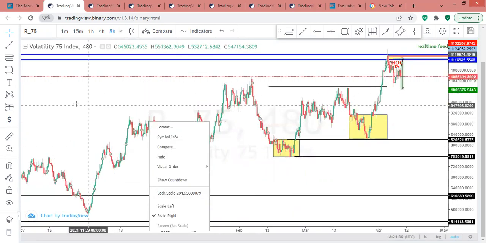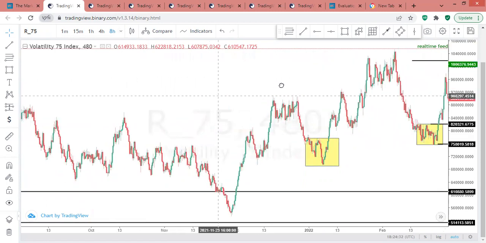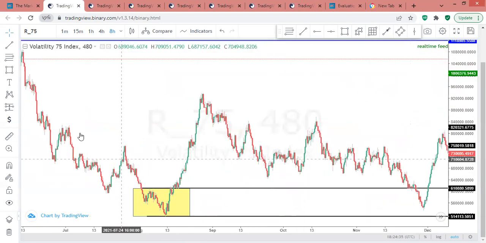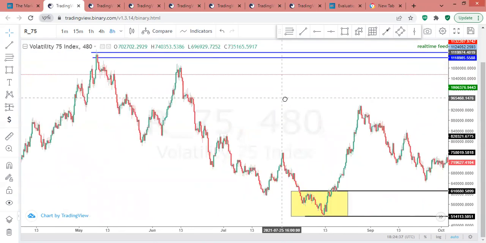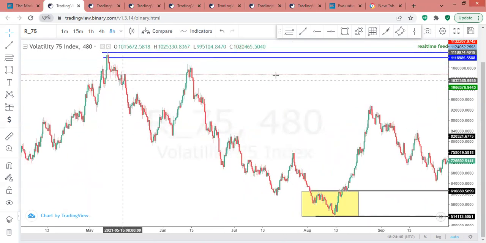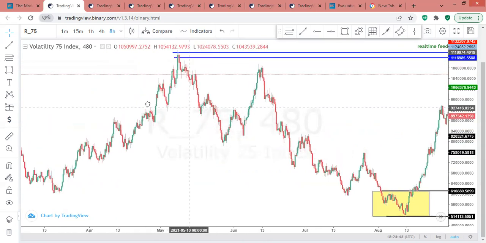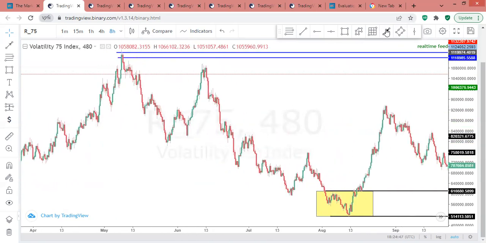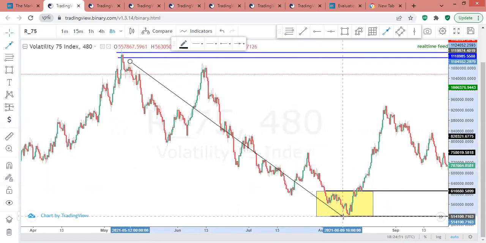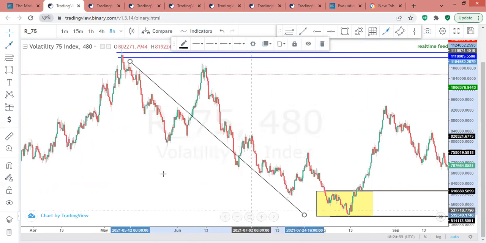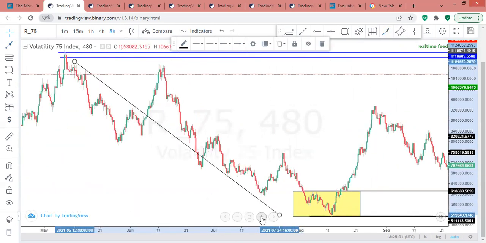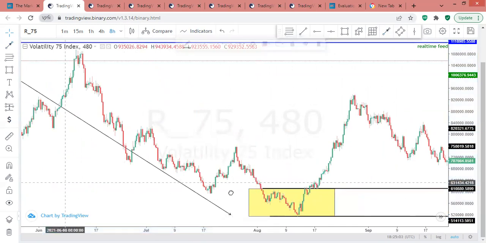Let me just scroll to the back so that you see what I'm actually looking at. Okay, look at this area. Look at how price moved greatly to the downside from this area. Price moved greatly to that side, and that's why I actually marked it up. It's a supply zone in the market.